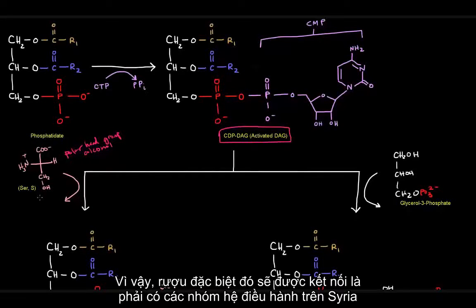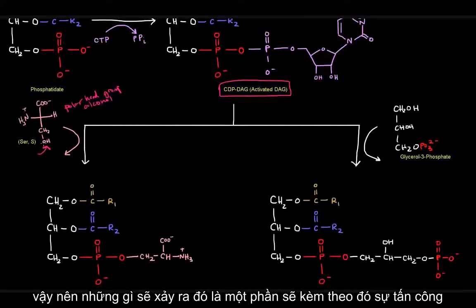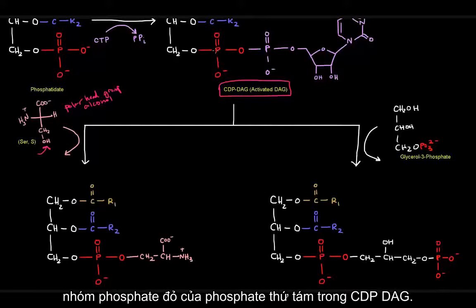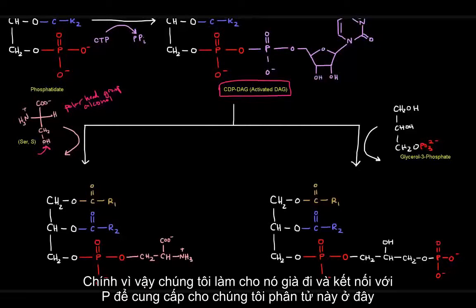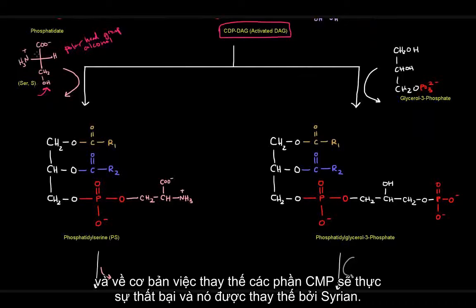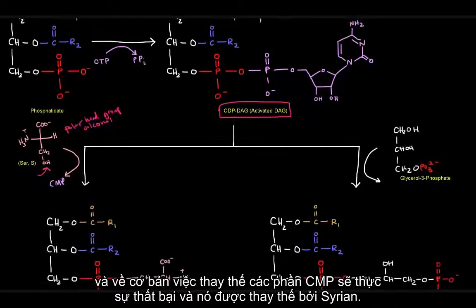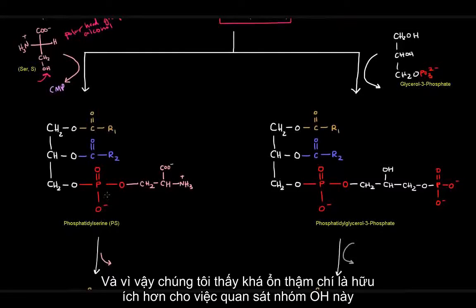So the alcohol specifically that's going to be connected is right there, the OH group on the serine. What's going to happen is that that part is going to attack the phosphate, the red phosphate group of phosphatidate in the CDP-DAG. So this O from this OH is going to be connected to this P to give us this molecule here. And so this basically replaces the CMP portion. So the CMP will actually fall off, and it's replaced by this serine, and so we get this.